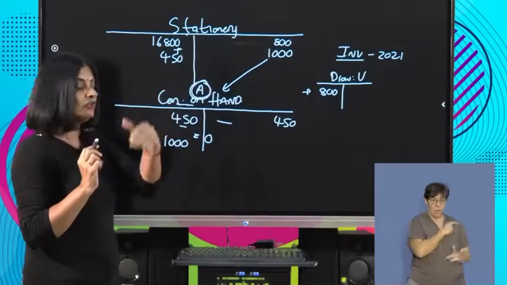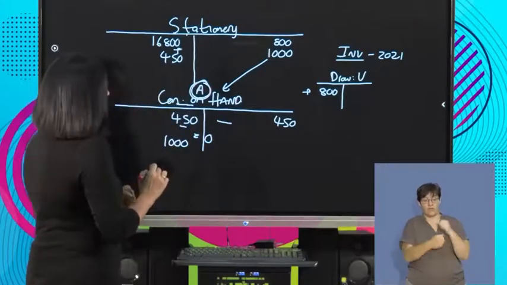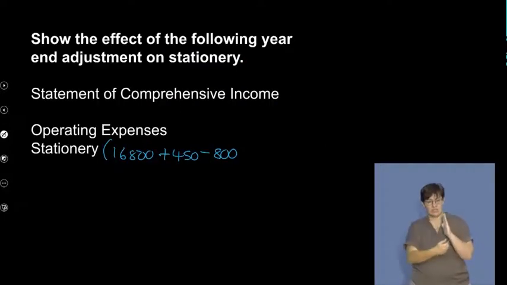It's unused stationery, or it's the stationery still in the cupboard at the end of the year, and that 1,000 becomes an asset. So how does it affect my expense? Obviously, I'm going to subtract the 1,000 Rand. Okay, right, so let's do that on our answer sheet, minus 1,000 Rand.